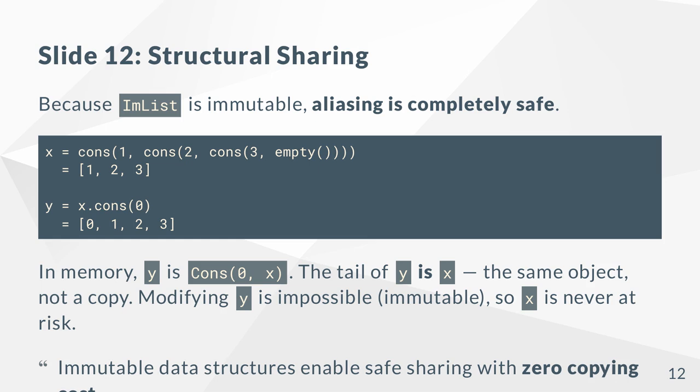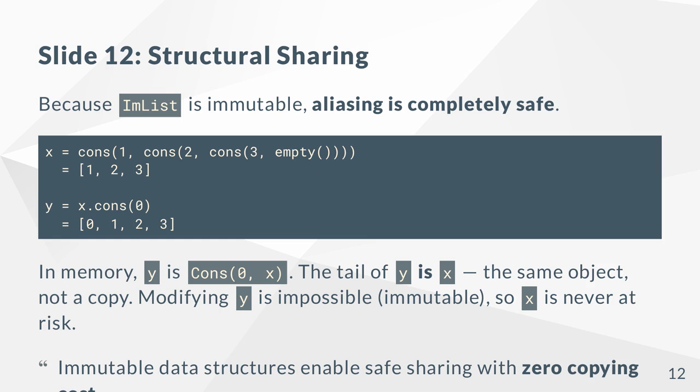Because ImList is immutable, aliasing is completely safe. Start with x equal to the list 1, 2, 3. Create y by prepending 0. Y is 0, 1, 2, 3. In memory, y is simply cons of 0 and x. The tail of y is x, the same object, not a copy.